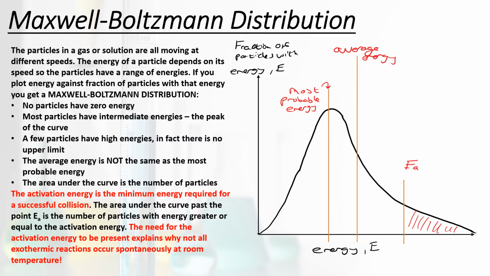The need for activation energy to be present explains why not all exothermic reactions occur spontaneously at room temperature. If they did, that would be a bit awkward. We'd have lots of things like petrol just spontaneously combusting. That wouldn't be fantastic, obviously. So the need for activation energy explains why not all exothermic reactions occur spontaneously, because not enough particles have this activation energy, even if it is an exothermic reaction.